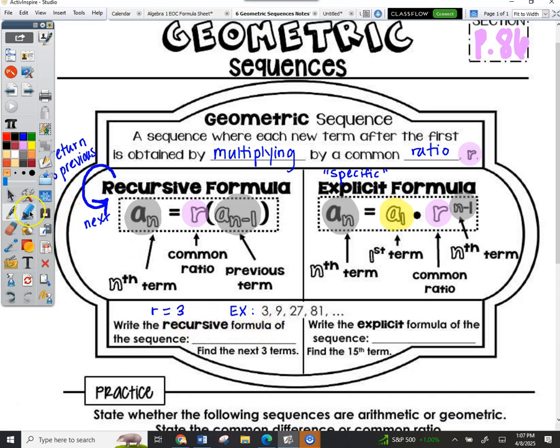Let's write the recursive formula. The fact that it says formula right here means you are going to show me an a sub n and an a sub n minus 1. So look up here. Formula is a sub n equals. Now, you do need to plug in for r. What was the multiplier? 3. And then the next part is a sub n minus 1. That's it.